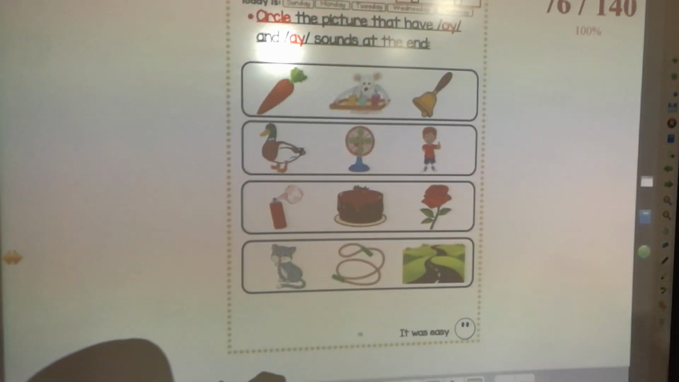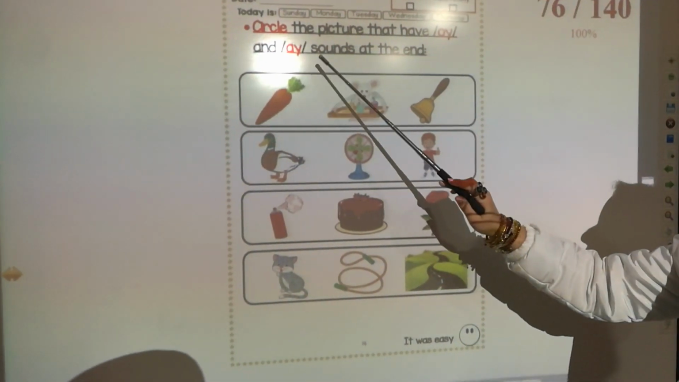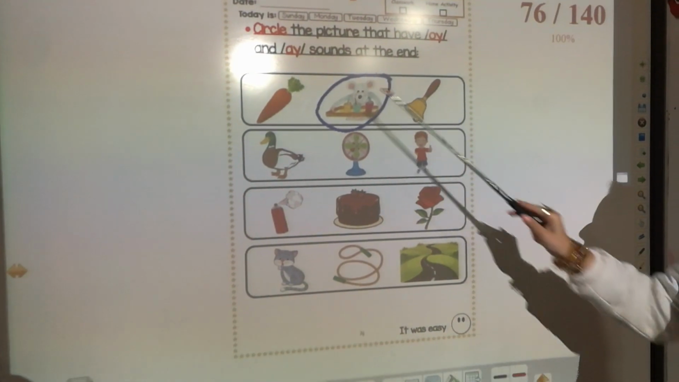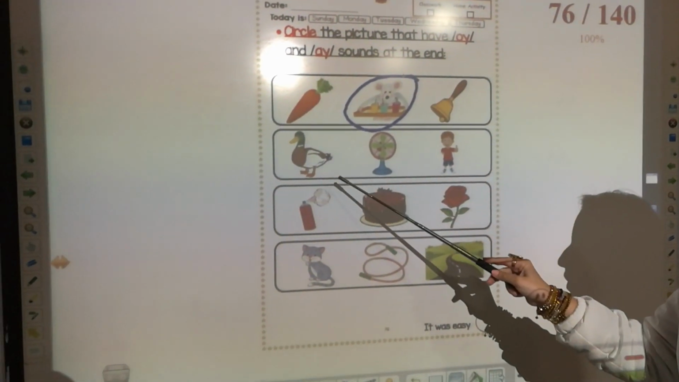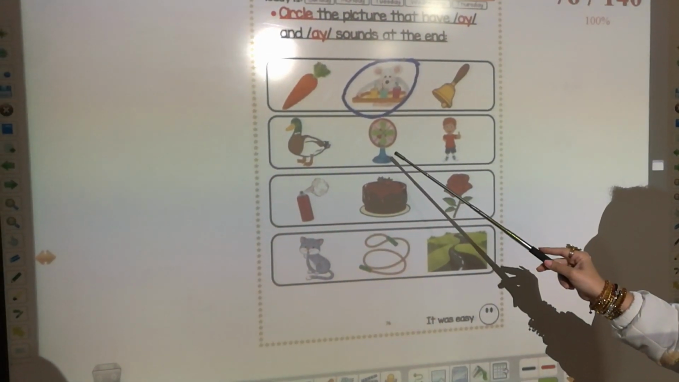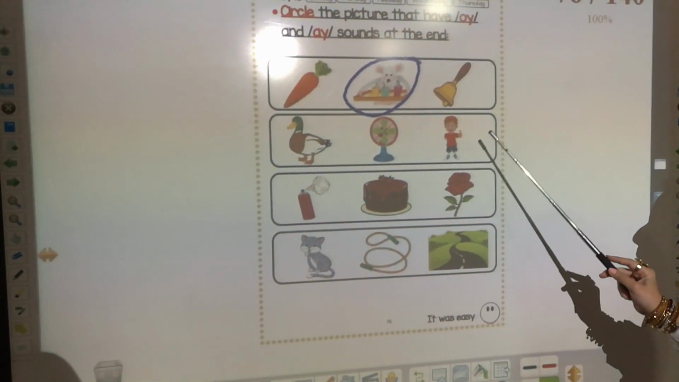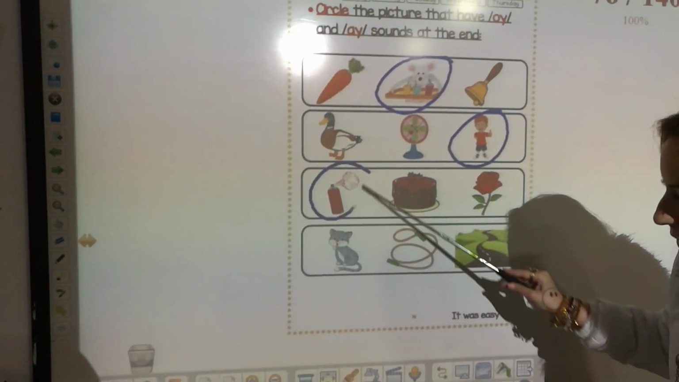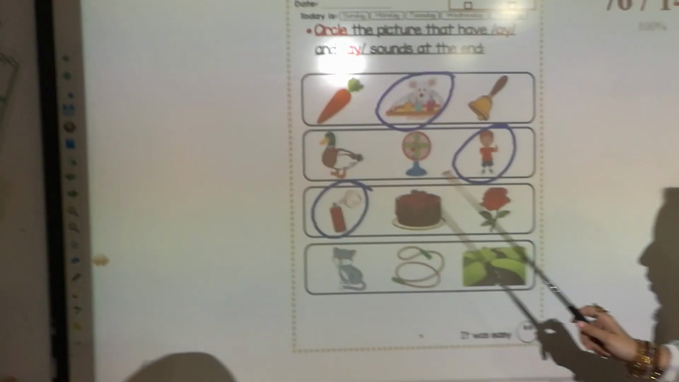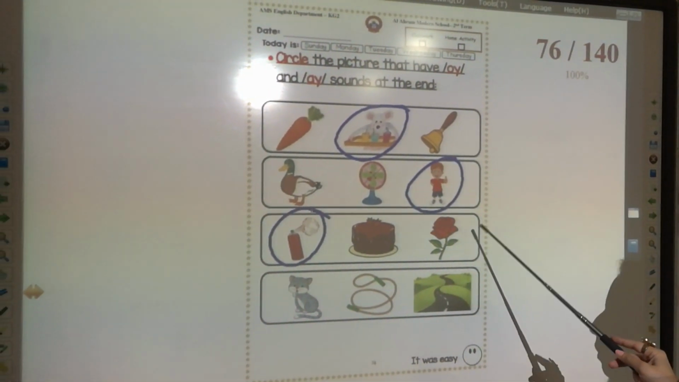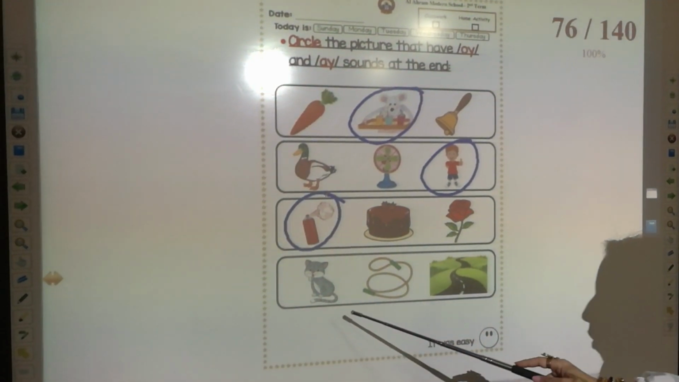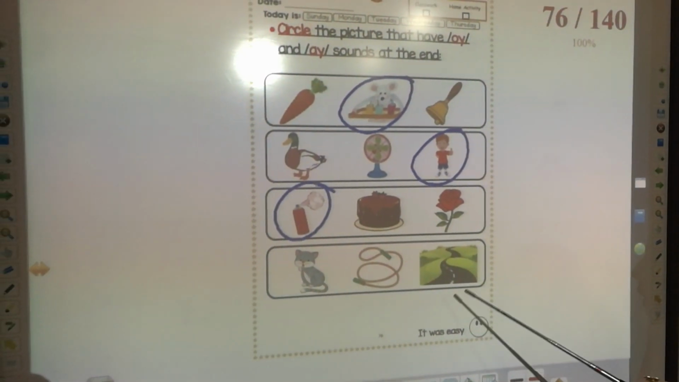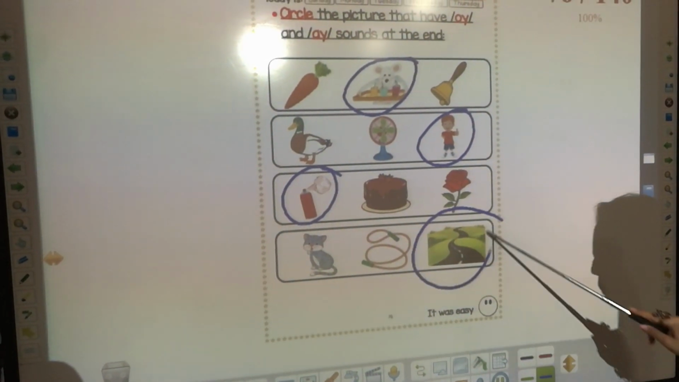Another page, you are going to circle the pictures that have oi or ai sound at the end. Carrot doesn't have oi or ai. Tray, yes, ends with ai. Bell doesn't end with oi or ai. Duck doesn't end with oi or ai. Fan doesn't end also with oi or ai. Boy, b-oi, ends with oi. Spray, s-p-r-ai, yes, ends with ai. Cake doesn't end with oi or ai. Flower doesn't end with oi or ai. Cat also doesn't end with oi or ai. Rope doesn't end also with oi or ai. The last one is way, with ai, ends with ai sound.